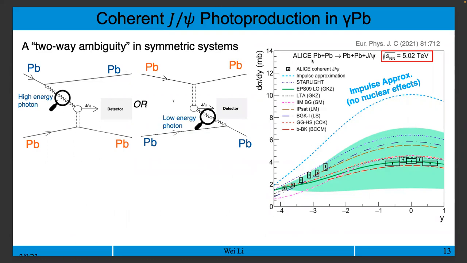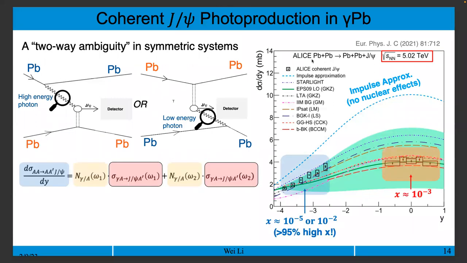But there's one complication here. To really understand what's going on with the theory, there's one complication because we're looking at a symmetric system. There's a so-called two-way ambiguity: you don't know which nucleus is emitting the photon and which nucleus is emitting the pomeron. If you detect the J/psi in one direction, it can be this ion emitting a high energy photon that interacts with a low energy pomeron from the other, or it can also be this ion emitting a high energy pomeron that interacts with a low energy photon from the other ion. So you get a mixture of these two contributions together if you only look at rapidity.